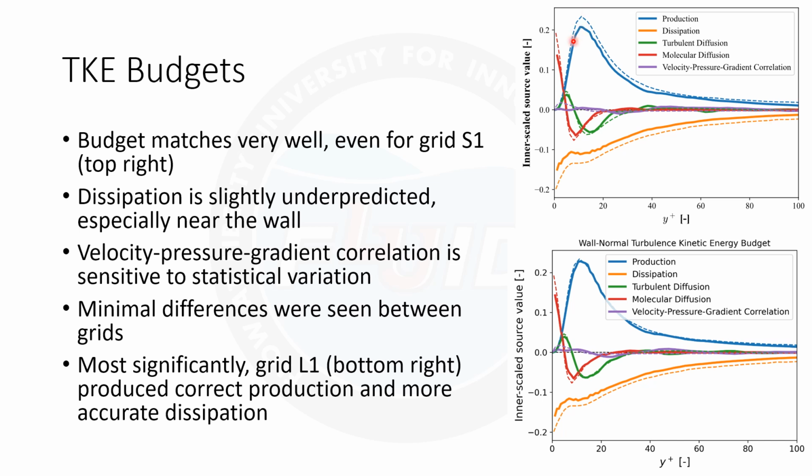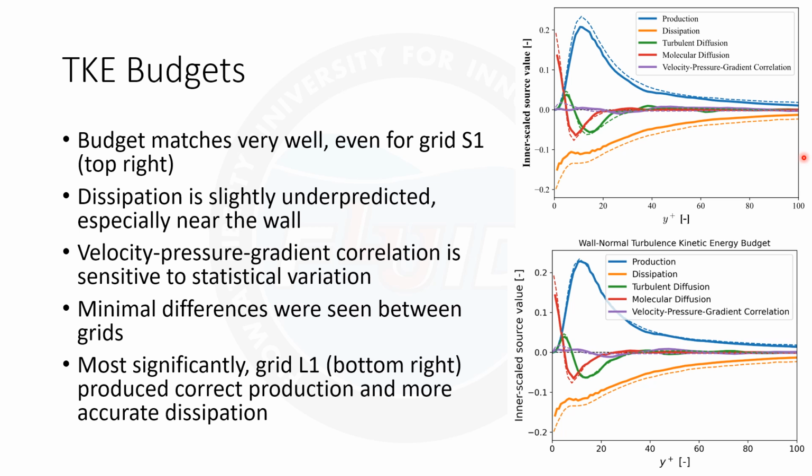We also see a deficiency in production here on grid S1, and in both cases, the velocity pressure gradient correlation in purple is a poor match, but we found this measure to be very sensitive to statistical variation, and limitations in the current state of Fluent prevented us from getting as much integration time as we would have liked here.